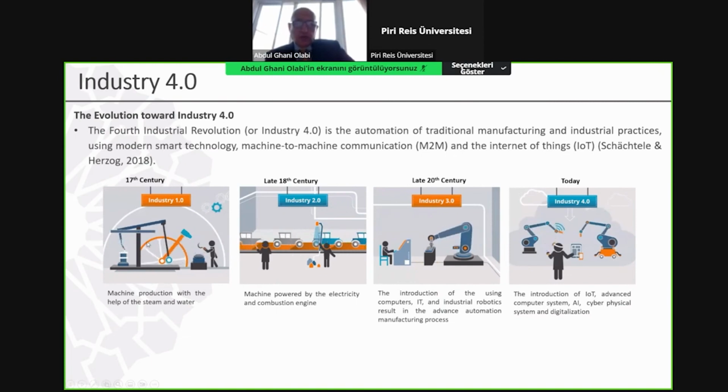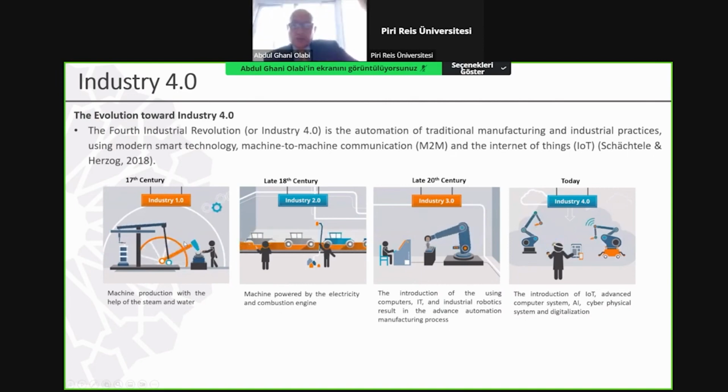Here is when we started the initial machines, working with steam power and water, and this is the initial one, in the 17th century. In the 18th century, we have machines powered by electricity and the combustion engine. And this is maybe the beginning of the Industrial Revolution.